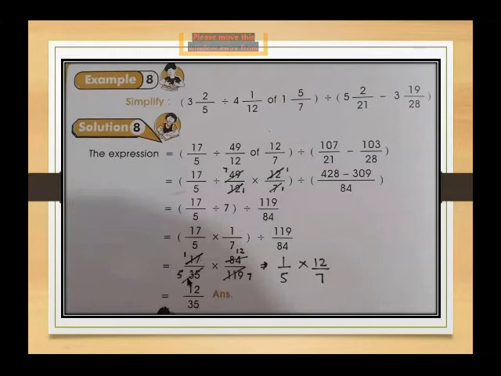17 ones are 17 and 5 sevens are 35, and this division will become multiplication, and we take the reciprocal of this, which becomes 84 upon 119. When you cancel it, you get 1 upon 5 multiplied by 12 upon 17. Cross cancel 17 and 119: 17 ones are 17 and 17 sevens are 119, and same with this table, 7 fives are 35, and only 12 is remaining. Multiply both the numerators together: 12 ones are 12 and 7 fives are 35. So this is a proper fraction, and the answer of the question is 12 upon 35.